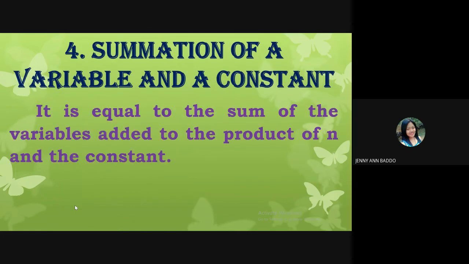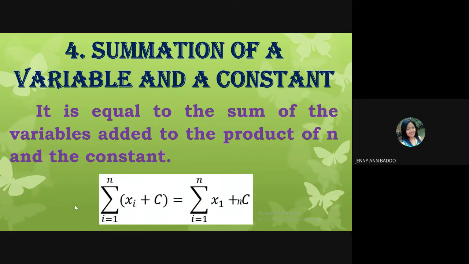So it's equal to the sum of the variables added to the product of n and the constant. There are two possible ways on how to evaluate this property. First is to have the summation of x sub i plus the constant, where i ranges from 1 to n. And second, we have summation of x sub i plus nc, where i ranges from 1 to n.